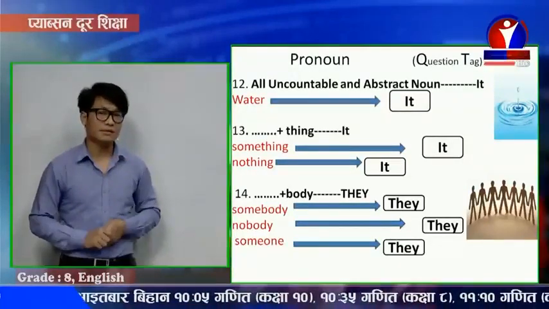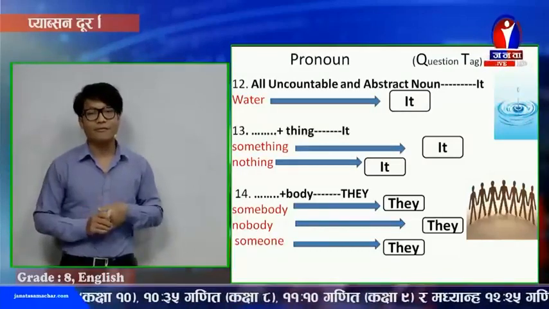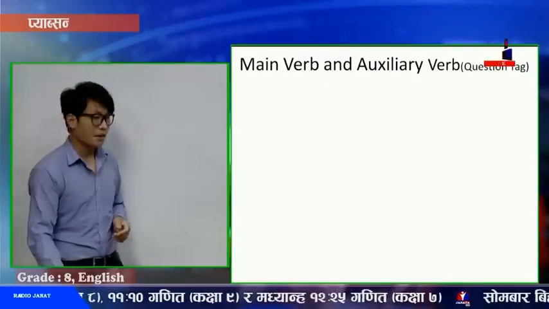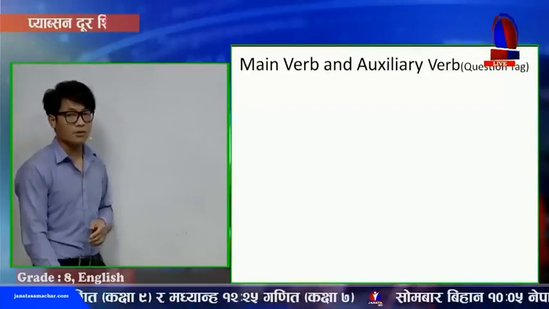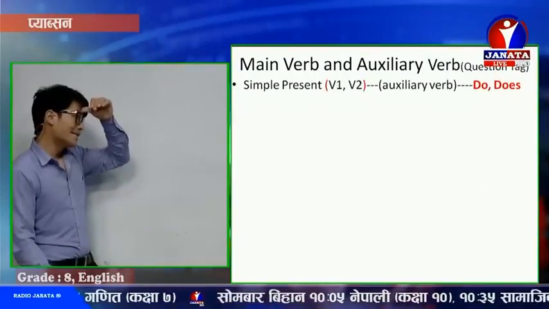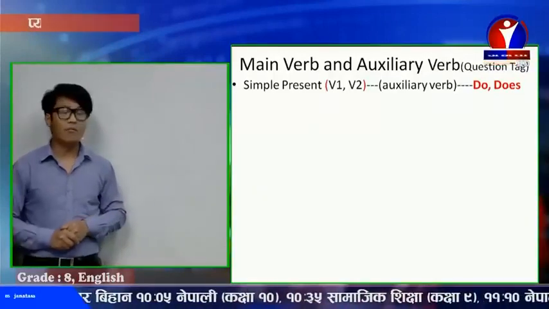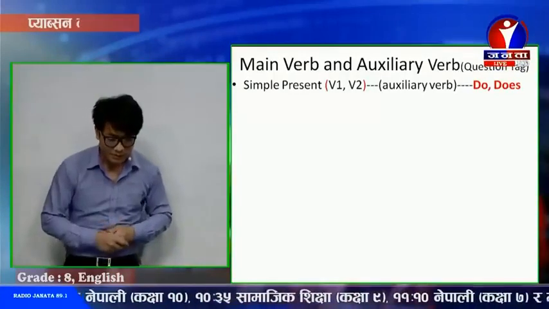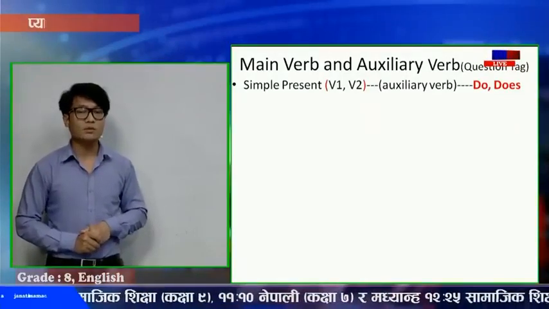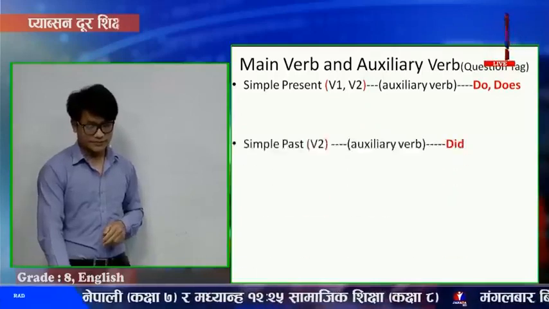Just as we have discussed. Now the next point is about verbs and their auxiliary verbs, because auxiliary verbs are very important in question tags. So next, you can see here, simple present. Simple present has verb 1 and verb 5, but there is no verb 2. So obviously there should be do and does. Do and does are the auxiliary verbs.